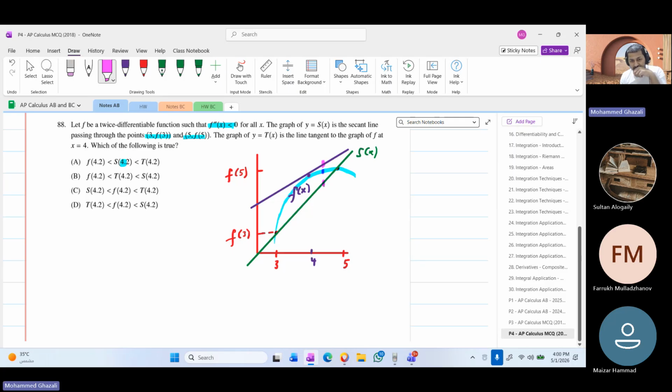So S of x is the lowest approximation. So S of 4.2. Where's F of x? In between. So C. And where's the tangent one? That's the biggest one, above.